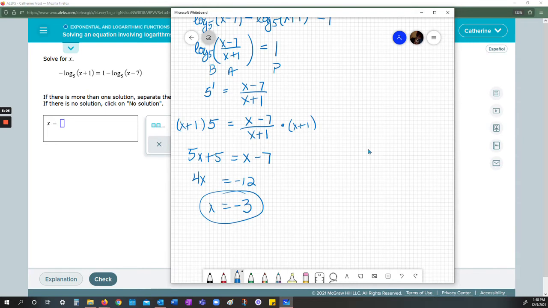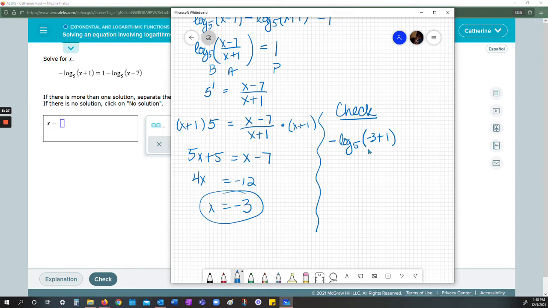So, do that over here. So check, and at least we only have one answer to check. So negative log base 5 of negative 3 plus 1. Okay, I would just stop here. Look, this is going to be log of a negative 2. We can't do that. You cannot take the log of a negative number.